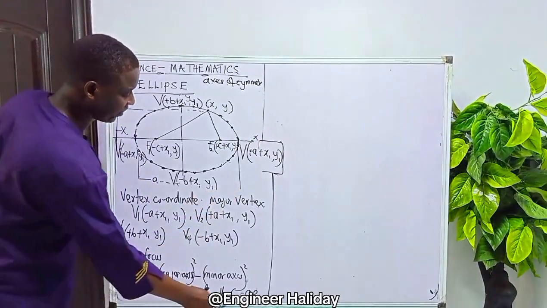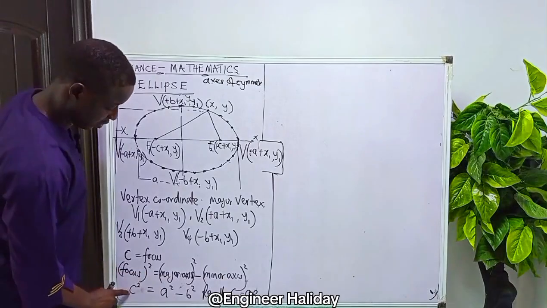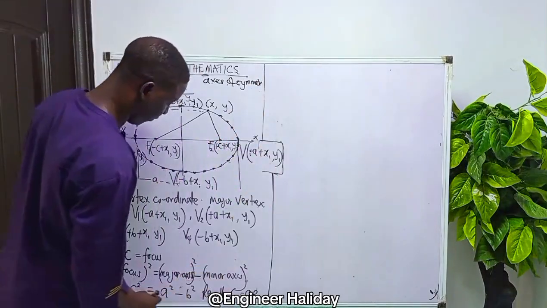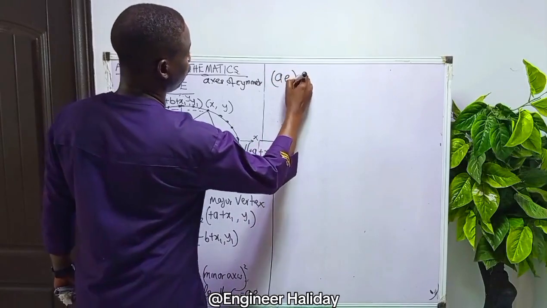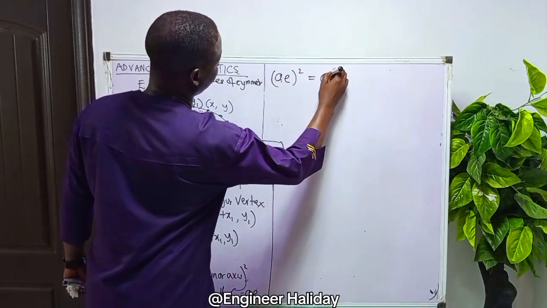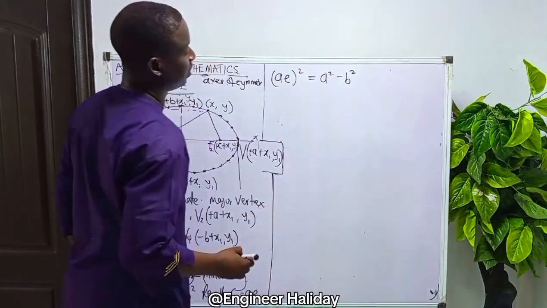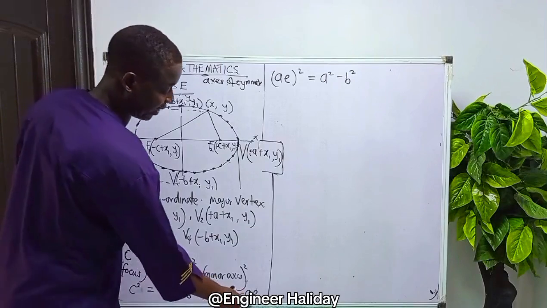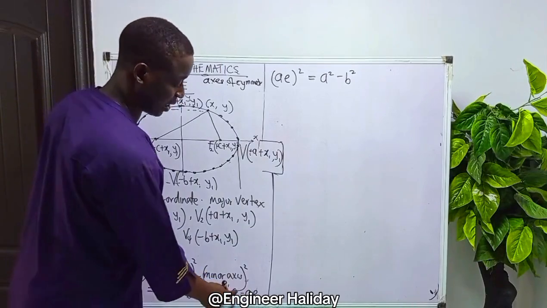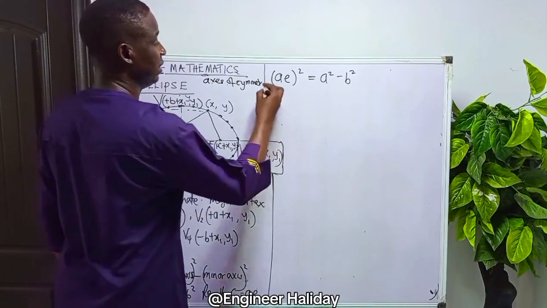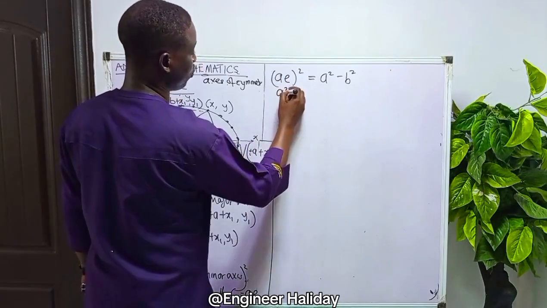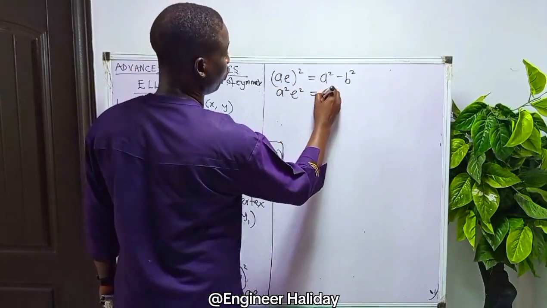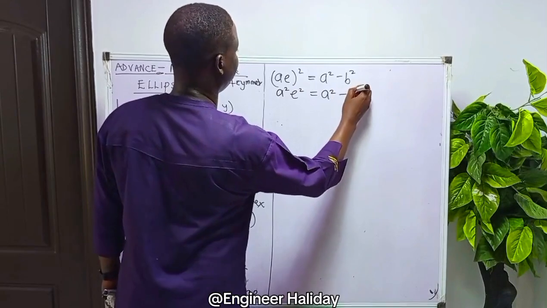What you're going to do now, since c is equal to ae, let's substitute ae in place of c. ae all squared is equal to a squared minus b squared. So sometimes they give us eccentricity and the major axis, and you can find your c. It's very easy. This is written as a squared e squared equal to a squared minus b squared.